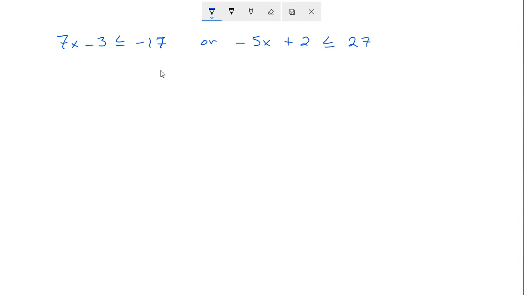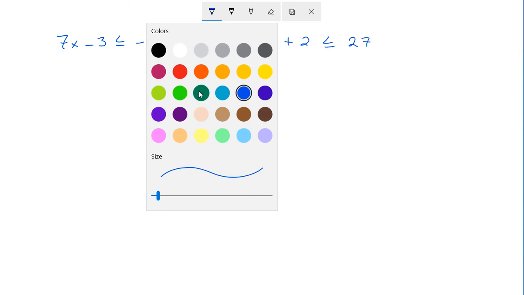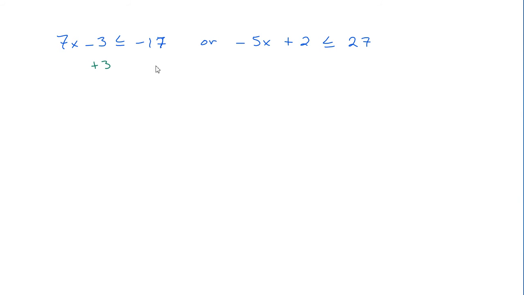Okay, so here's another example with OR. Again, we're going to isolate the x, remembering our rules about reversal of the direction of the inequality if we're multiplying or dividing by a negative. So I'm going to add 3 to both sides. Okay, so 7x less than or equal to negative 14.